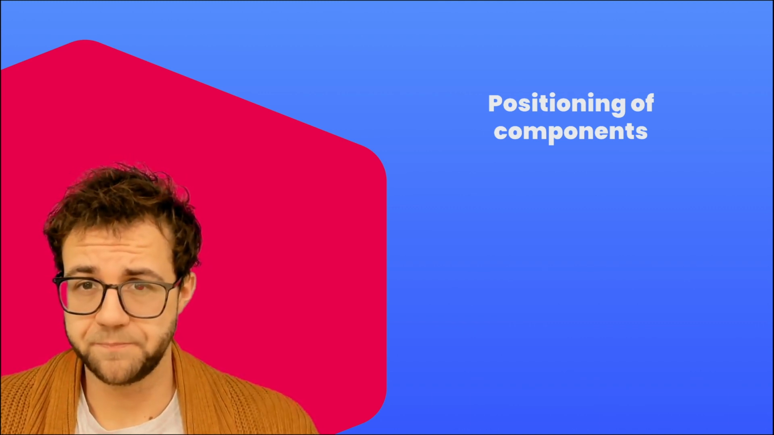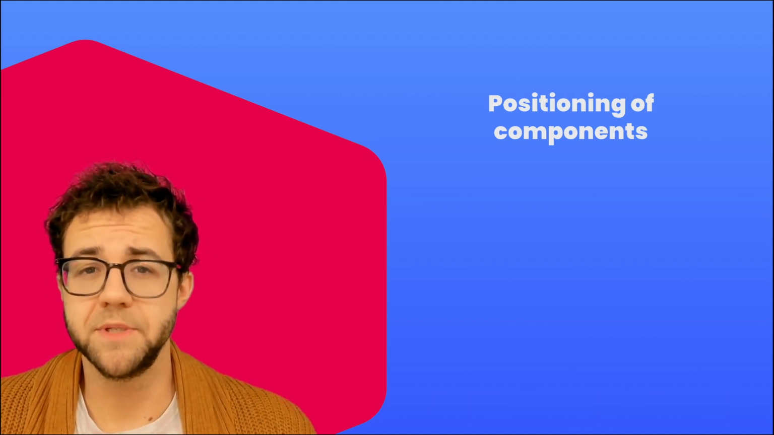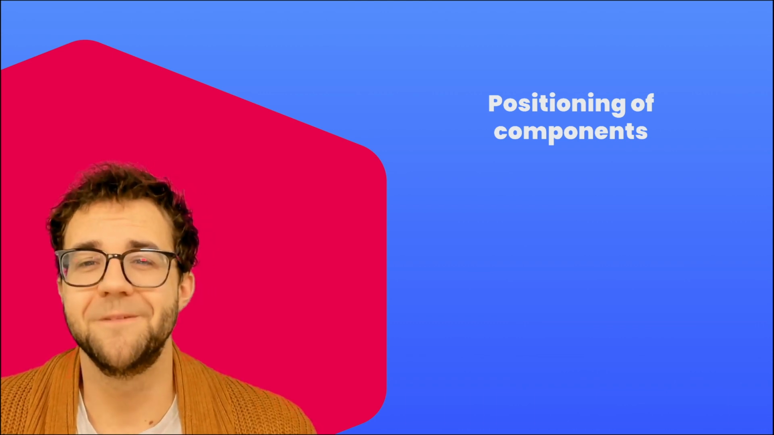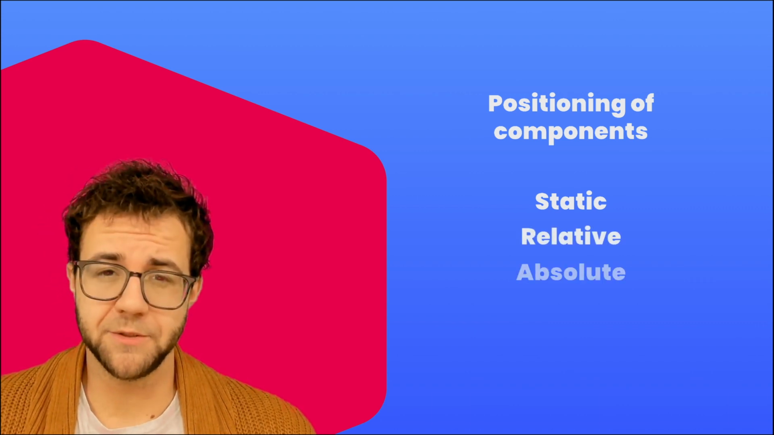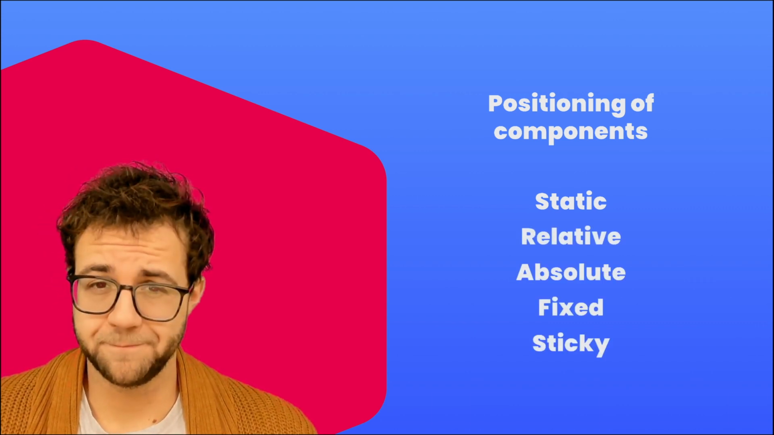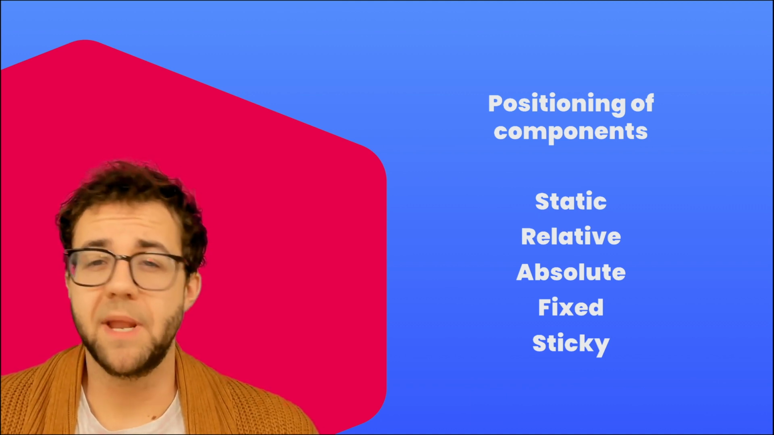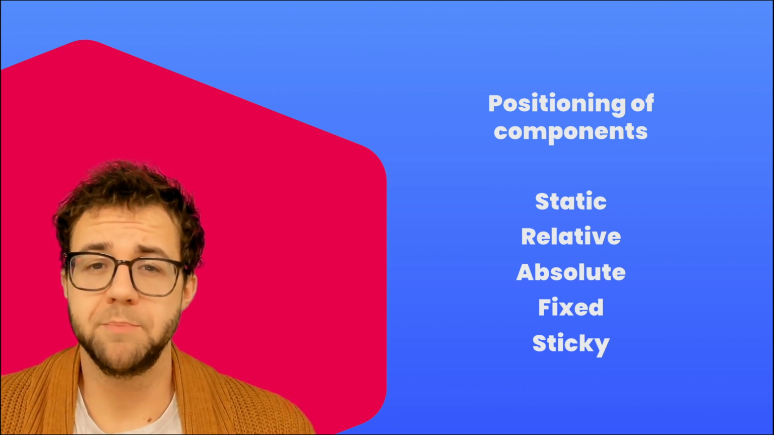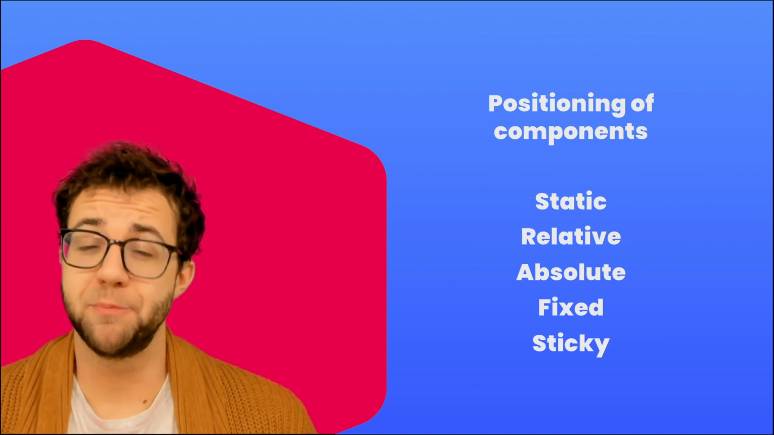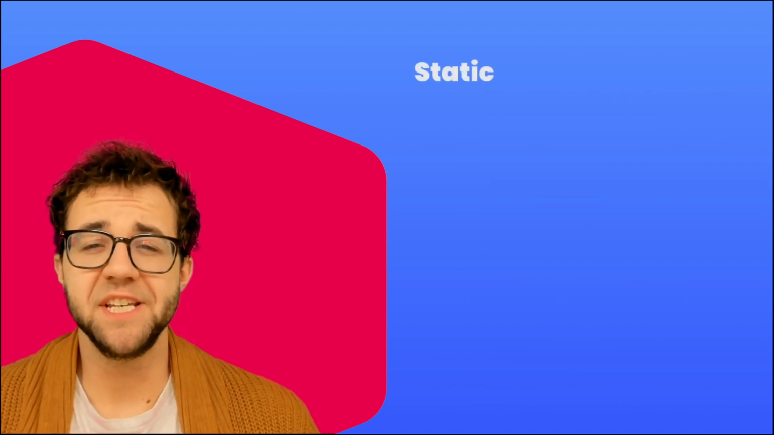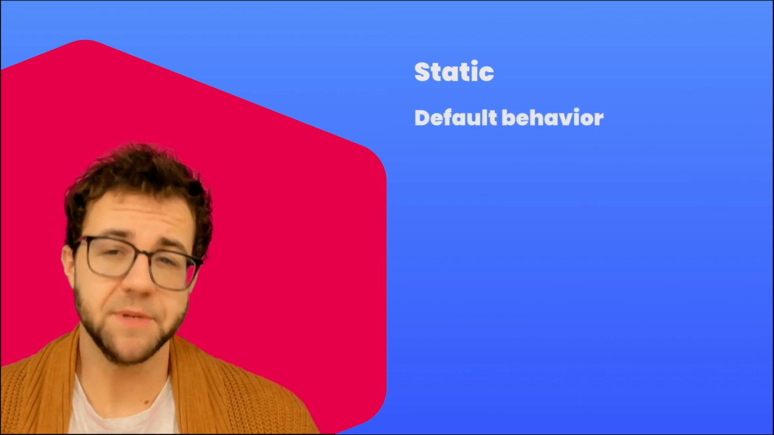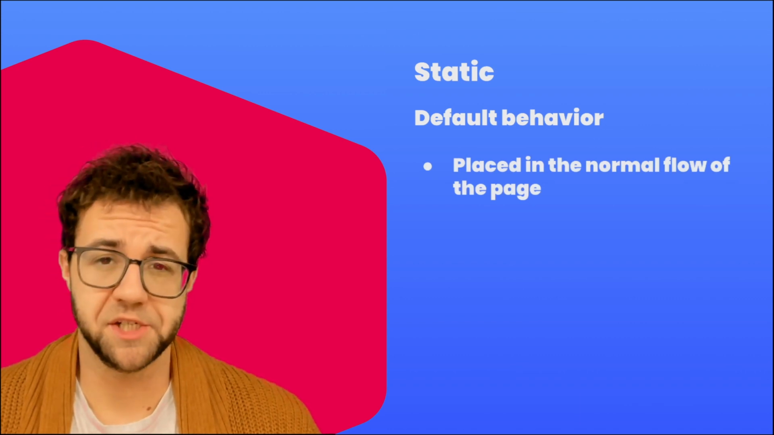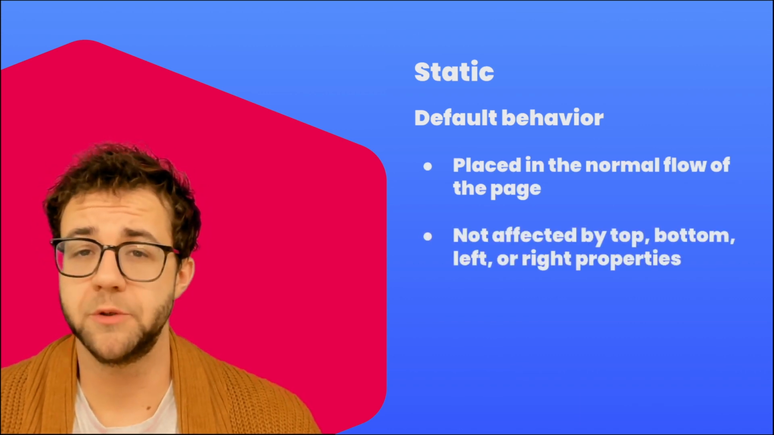So diving into some of that positioning of components. It basically follows the same rules as you might know from HTML if you are familiar with that. Meaning it offers values such as static, relative, absolute, fixed, or sticky. These values can be applied to box components and all other components placed within them. Let's go over the details of positioning. Static positioning is the default behavior for all HTML elements. Elements with static positioning are placed in the normal flow of the page. They are not affected by top, bottom, left, or right properties.